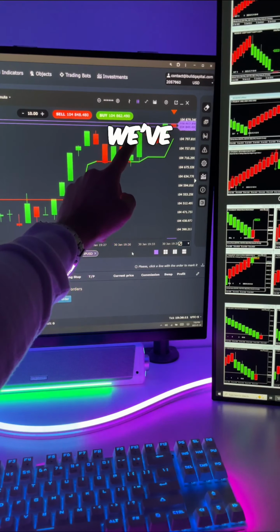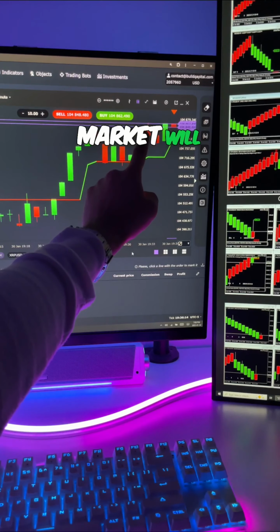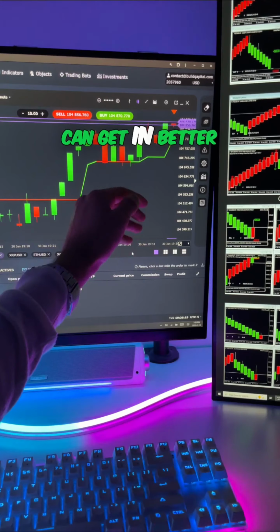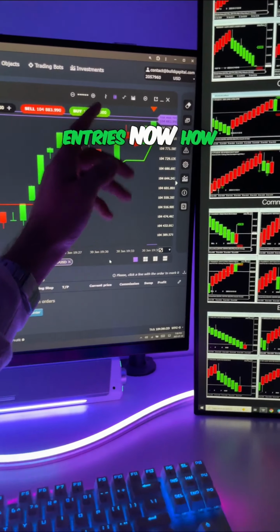So, now obviously, we've started an uptrend, but let's say we missed the entry on this uptrend. The market will always give us these pullbacks, and on these pullbacks we can get in better entries, second entries, multiple entries. Now, how do we do it?